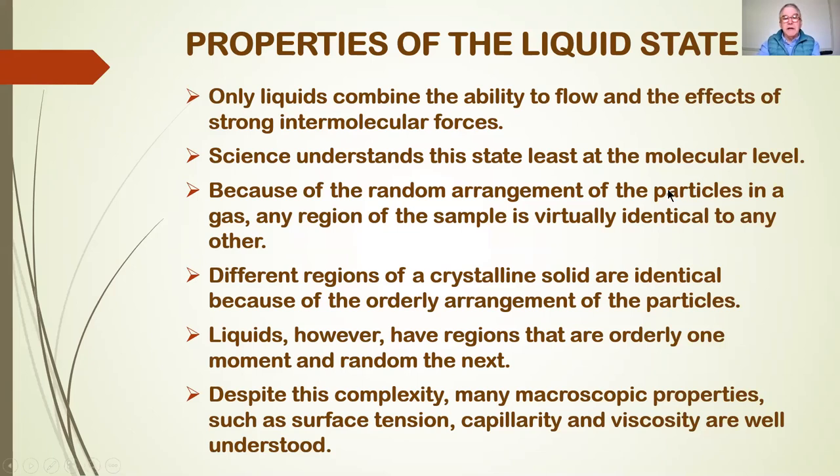Because of the random arrangement of the particles in a gas, any region of the sample is virtually identical to any other. Different regions of a crystalline solid are identical because of the orderly arrangement of the particles. We've already discussed in a previous session the differences between liquids, gases, and solids. These points here are highlighting that information. Liquids, however, have regions that are orderly one moment and random the next. This gives rise to a certain complexity. Despite this complexity, many macroscopic properties, such as surface tension, capillarity, and viscosity, are well understood. And we're going to discuss these properties of a liquid in our session today.